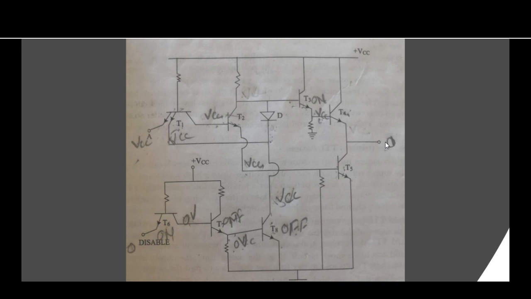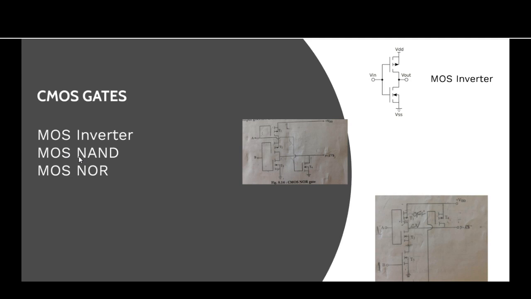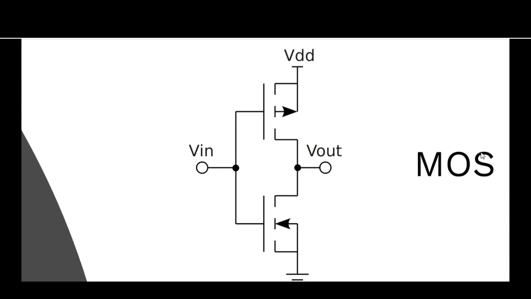For MOSFETs, there are again three circuits: MOS inverters, MOS NAND gates, and MOS NOR gates. First, MOS inverters. In a MOS circuit, it is very simple. To make an inverter circuit, two types of MOS are connected. One is P-type and another is N-type. This is the P-type and this is the N-type. There is a very simple logic to remember. If you want to turn on the P-type, you have to make its base zero. When you want to turn on the N-type, you have to make its base one.